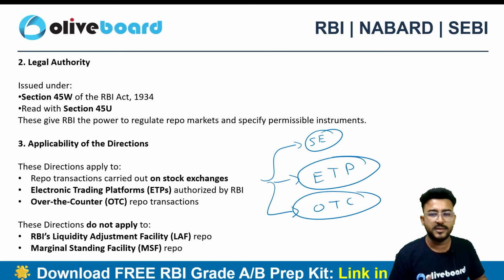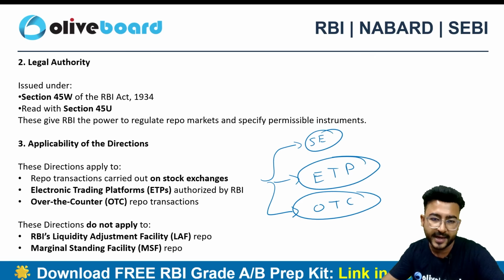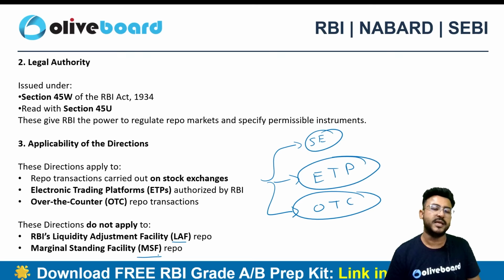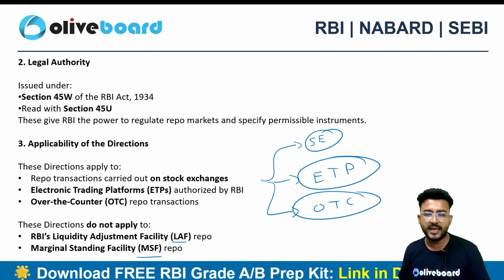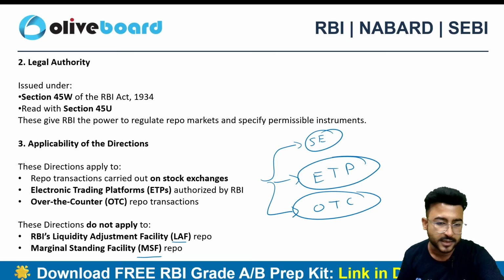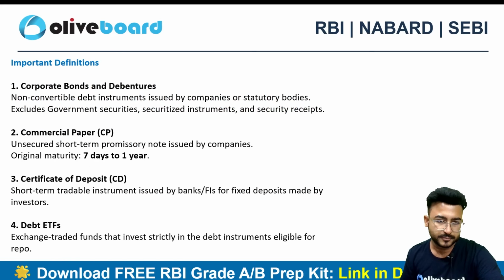So three things are eligible. You can do the transaction via stock exchange, via ETP or via OTC. All the things are fine. But this direction will not be applicable on RBI's liquidity adjustment facility and marginal standing facility. So this won't be applicable on the LAF and the MSF, right? These are the exclusions which are completely excluded from the scope of this direction.